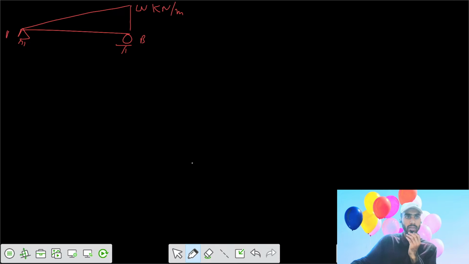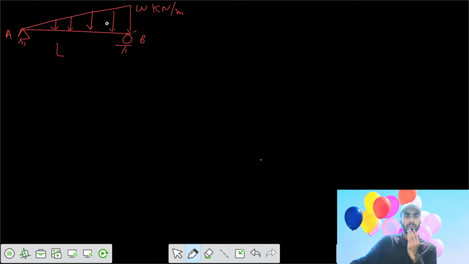We have one more problem. A simply supported beam is subjected to a uniformly varying load of W kilonewton per meter intensity at support B and 0 at A. The span is of length L. Get the shear force diagram and bending moment diagram. So firstly, we can solve for the reactions.